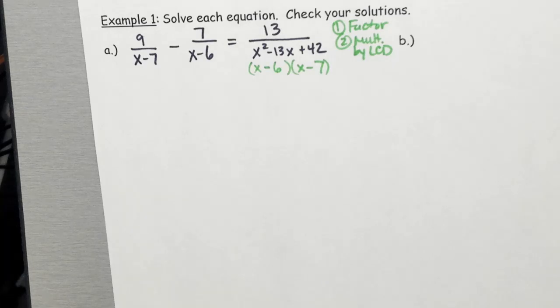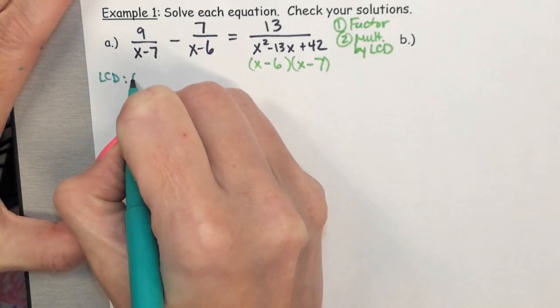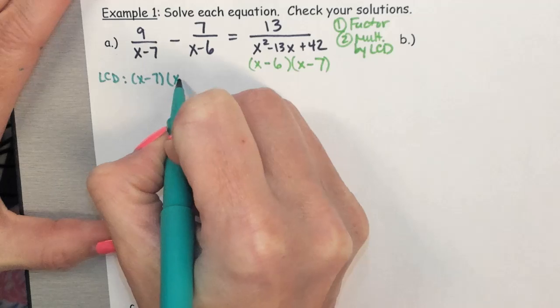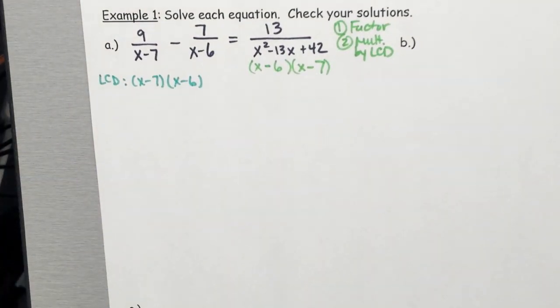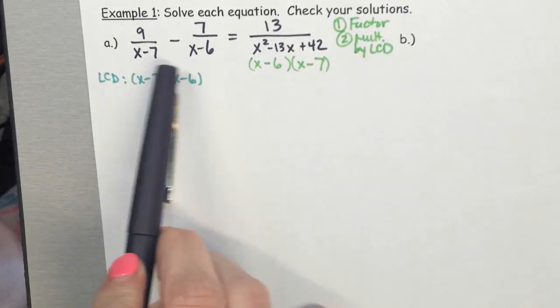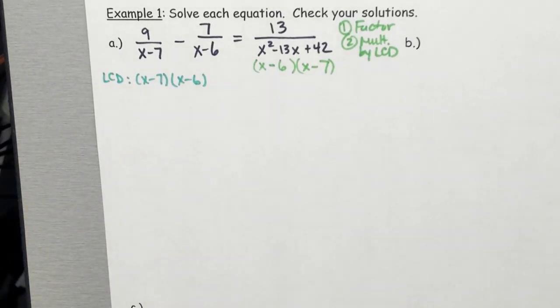And then whatever your LCD is, that's what you're going to multiply by. Okay, so the LCD here has to contain x minus 7 and x minus 6. This has both of them, so we're good with the LCD. When you multiply something by the LCD, you're multiplying each side. So if you were to multiply this side by the LCD, you'd have to distribute to both of those.